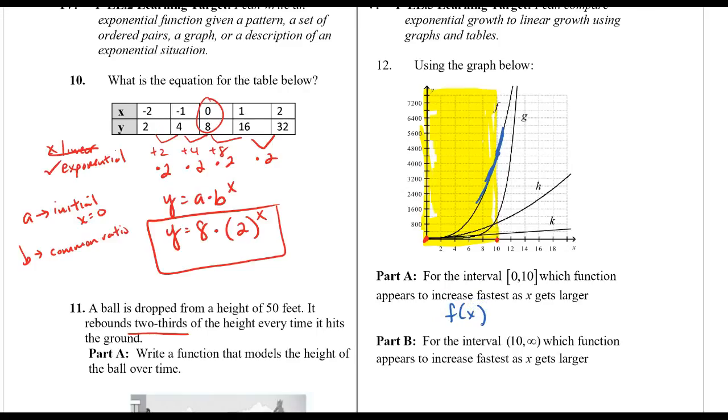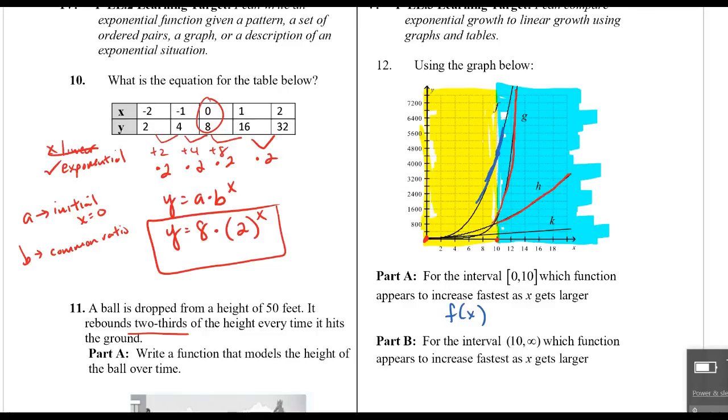For the interval 10 to infinity, which function appears to increase fastest? So that's going to be from 10 to infinity. So we're going to go from that 10 and we're going to go to the right. We have to be a little bit careful when we look at this. They're all starting in different spots now, but we look at which one is increasing fastest, which one's getting taller quicker than everything else. K is staying pretty flat, H is getting taller quicker than K, but G is getting taller quicker than H and K, and F is going up as well.